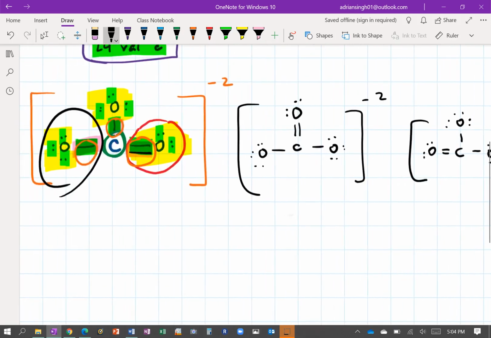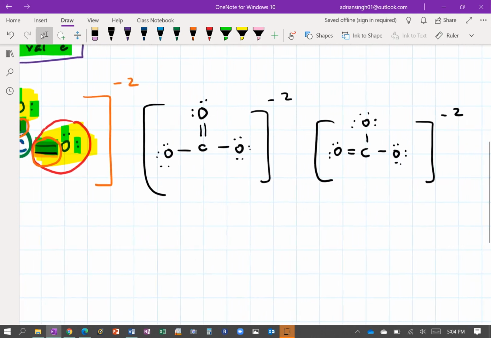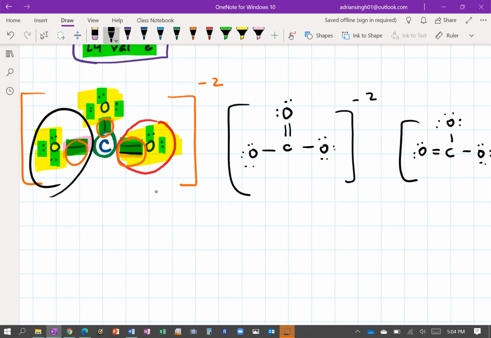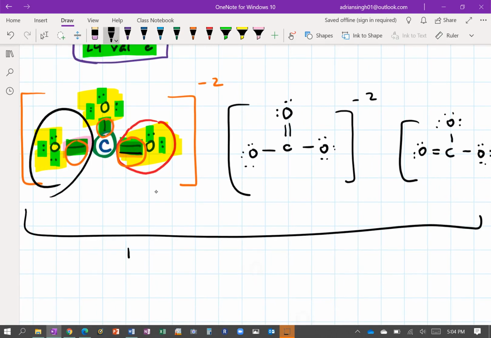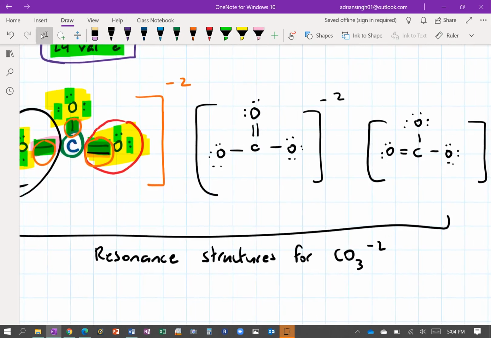So all 3 of these, because they all follow the rules for drawing Lewis structures, are acceptable structures for the carbonate ion. So we refer to all of them as resonance structures for CO3, for the carbonate ion. And the way that we show that these are resonance, and you'll probably see this in your textbook as well, is we use an arrow with 2 heads that points both ways.